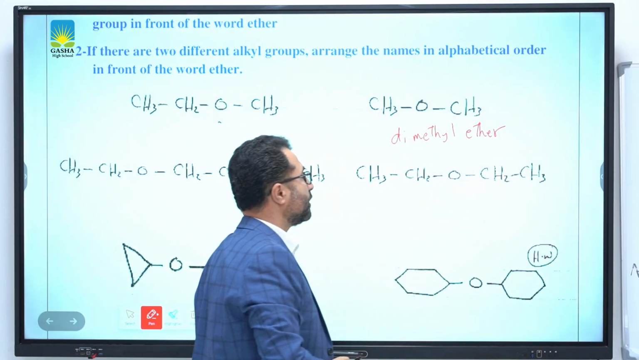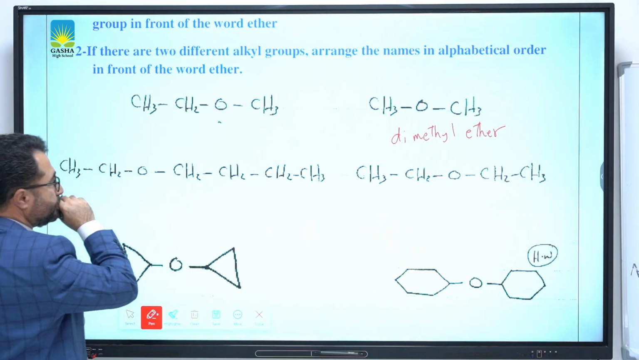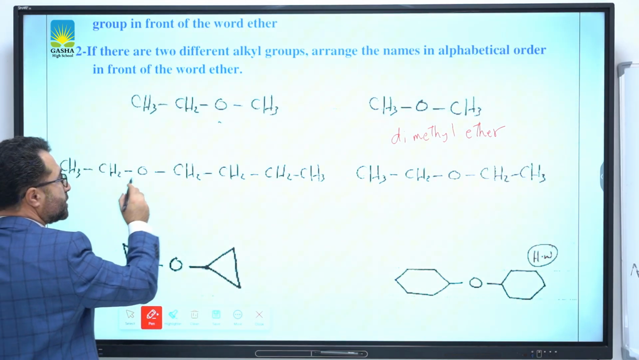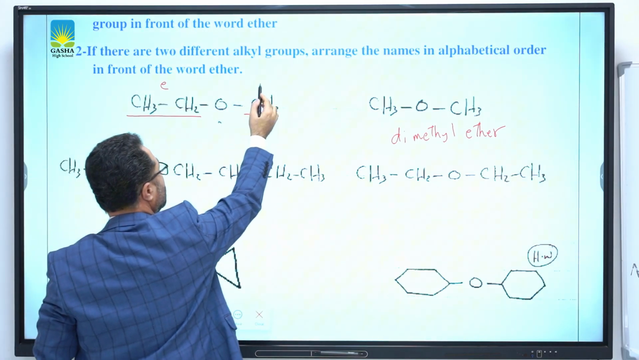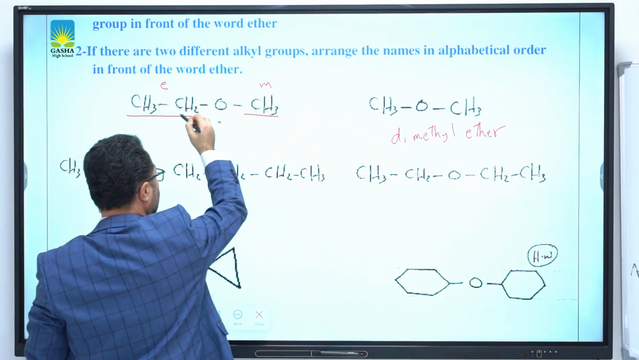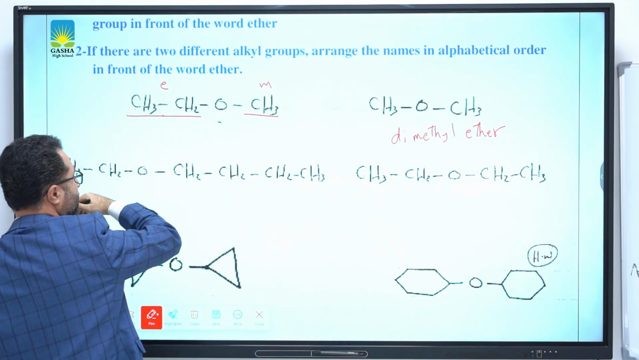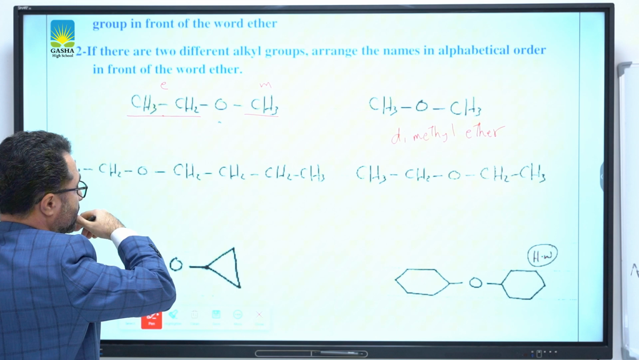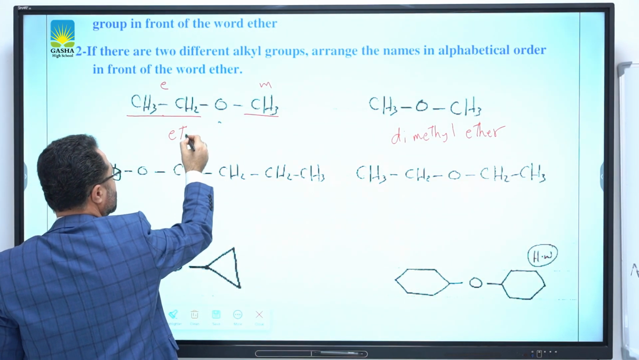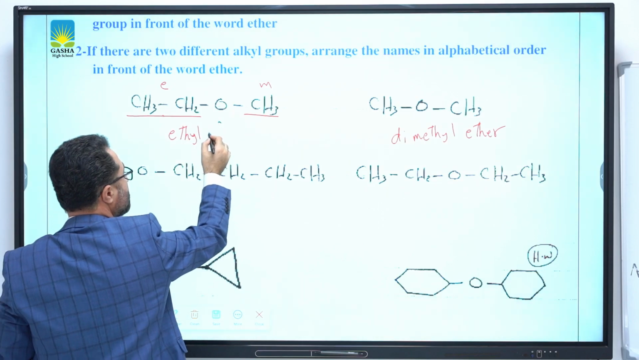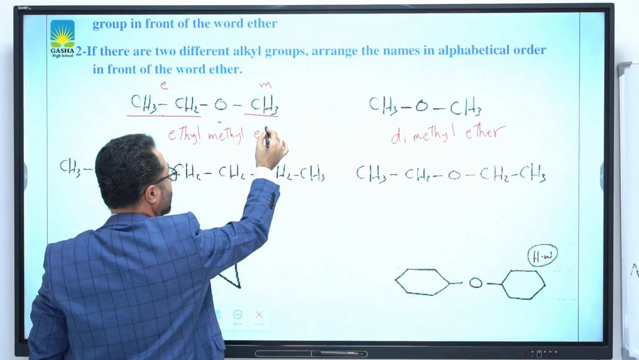Dimethyl ether. Here we have different alkyl groups, methyl and ethyl, M and E. Methyl starts with M, ethyl with E. So which one comes first in alphabetical order? You have to write the name of ethyl first. So it's ethyl methyl ether.